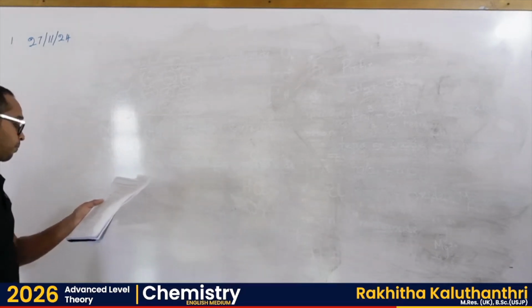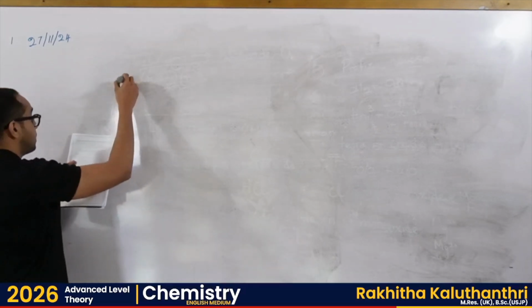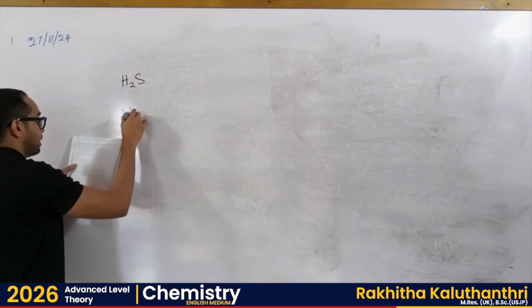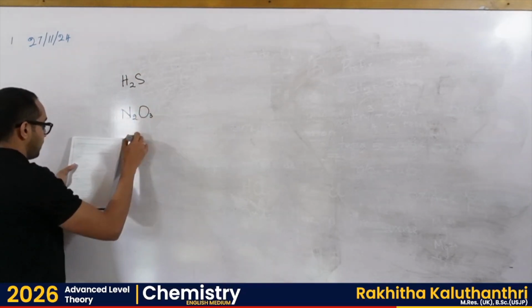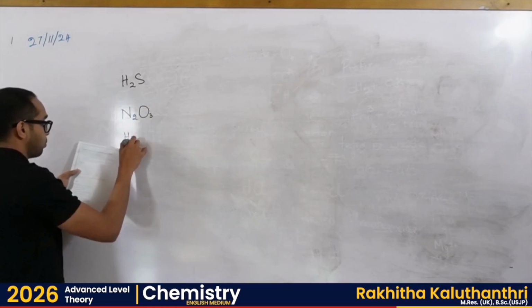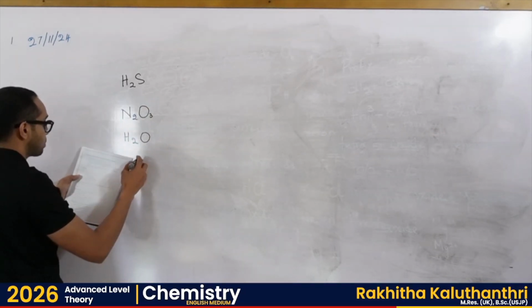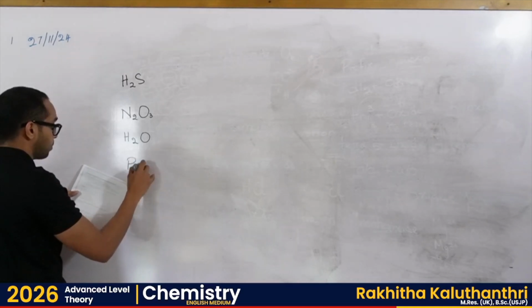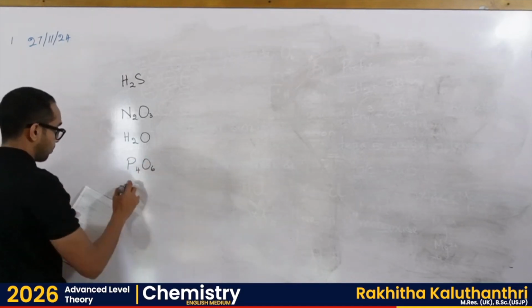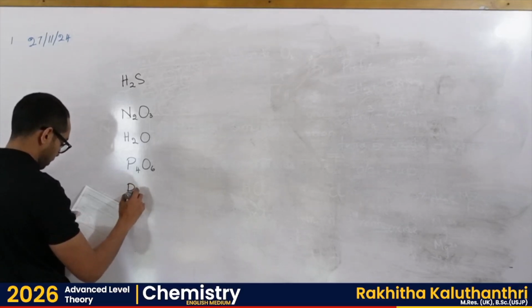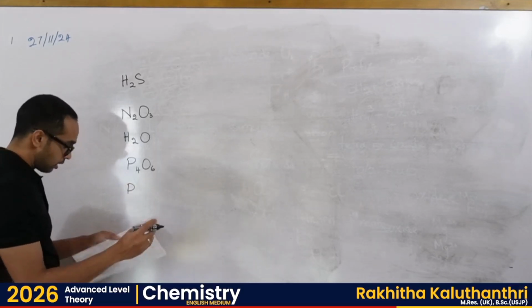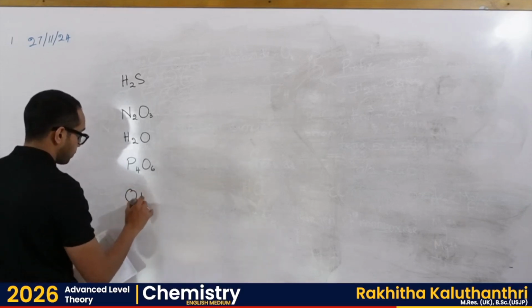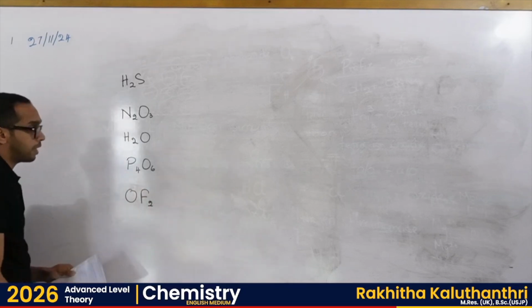For example, if you take some of these compounds that I've written here: H2S, and then we have N2O3, we have H2O, which is water. Water is a common name we use, and then another very good one is P4O6. We have P2O5 as well. It's not given here, I think it's given as a question, so I will not write that. And then we have OF2. I will explain these names.